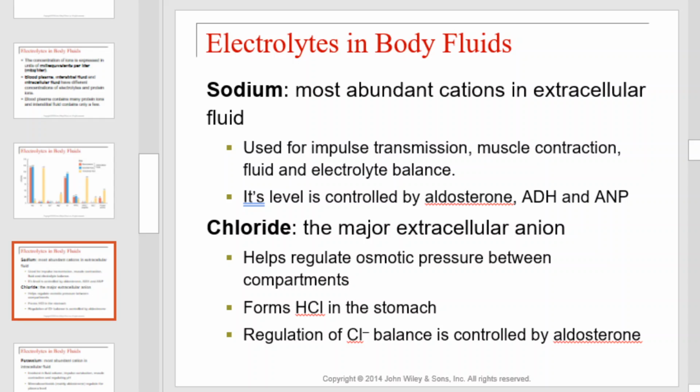Chloride is the major extracellular anion. It helps regulate osmotic pressure between compartments. It forms hydrochloric acid, or HCl, in the stomach. Regulation of chloride balance is controlled by aldosterone.